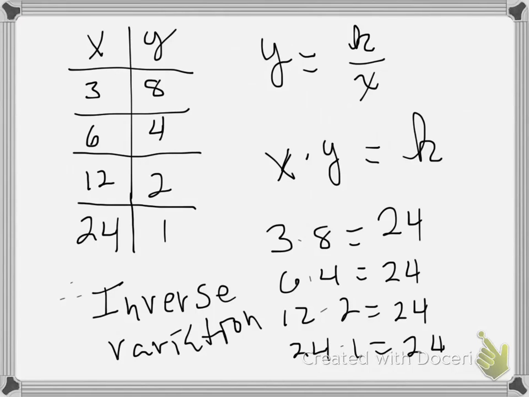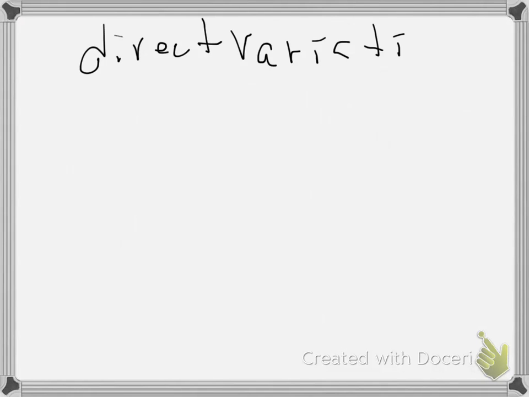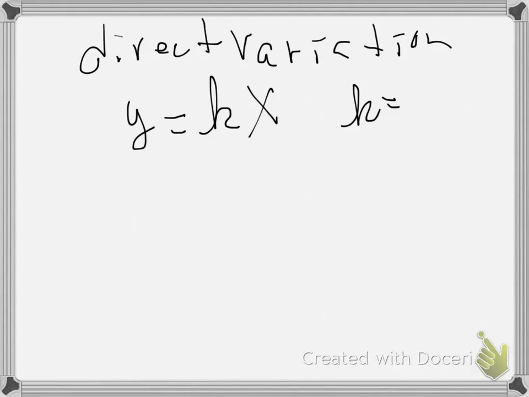Okay? Now, next we are going to talk about direct variation. Direct variation is nothing other than, instead of having the x in the denominator, we're multiplying it by k. So it's k times x instead of k divided by x. And again, k is a constant, right? We use k because c is reserved generally for the speed of light.